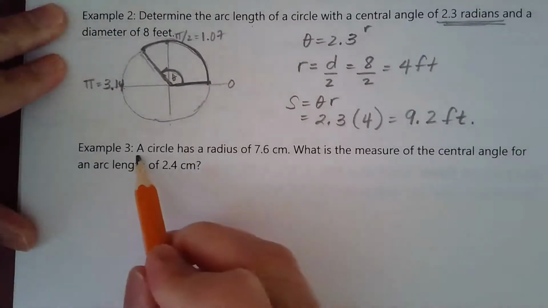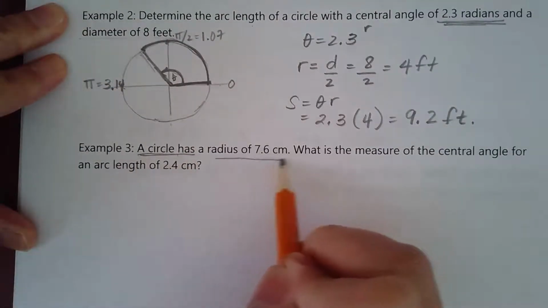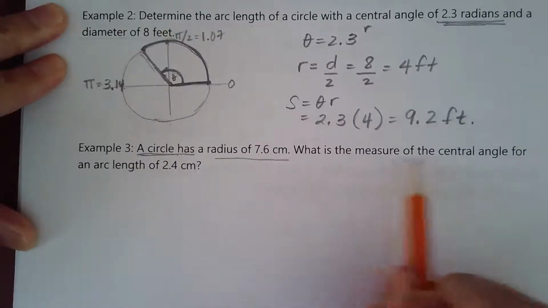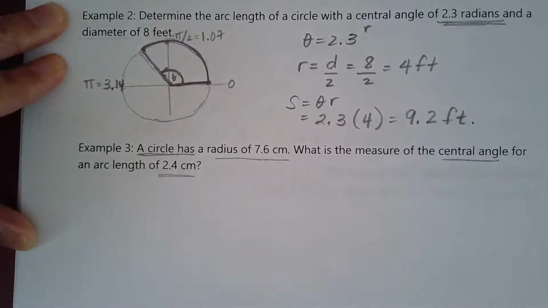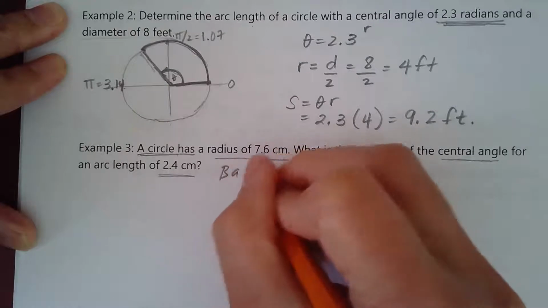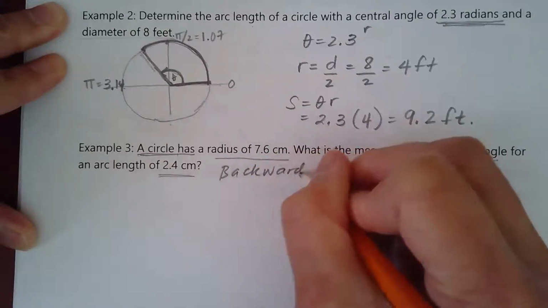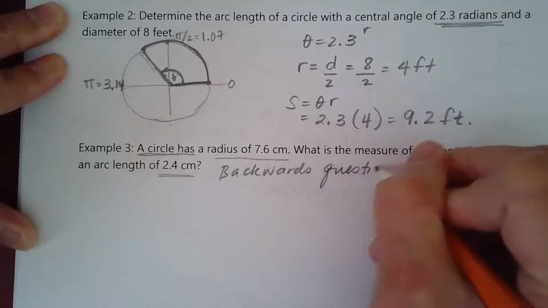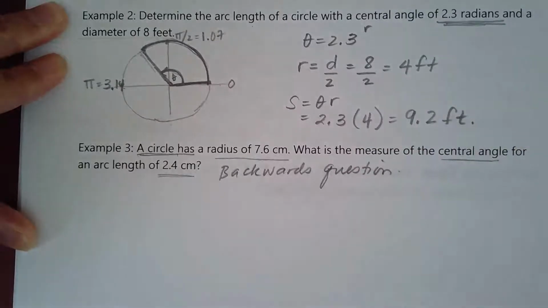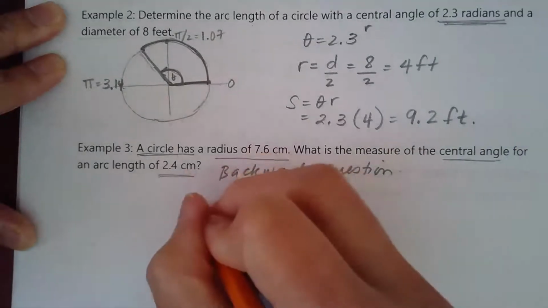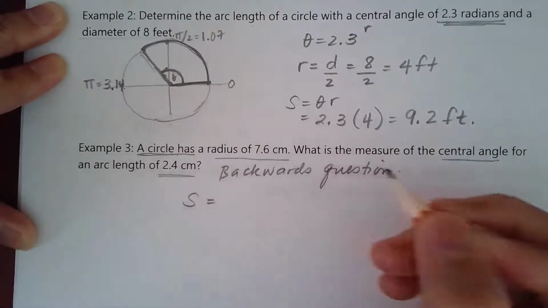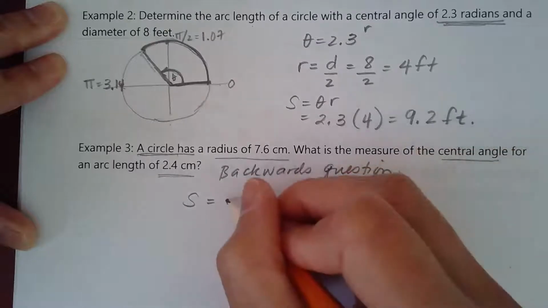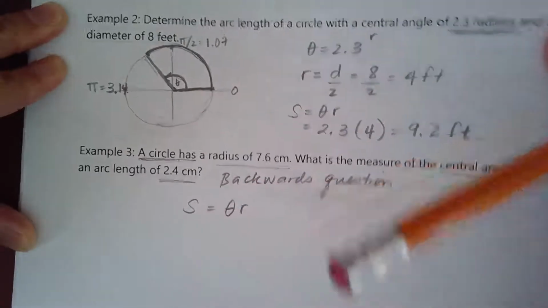Example number 3, a circle. A circle has a radius of 7.6. What is the measure of the central angle for the arc length to be 2.4 centimeters? So this one is a backwards question. We call it a backwards question because we have to solve for something in here. We'll see what that looks like. So S, the arc length, is equal to theta times r, radius.